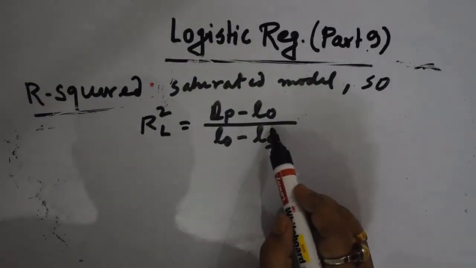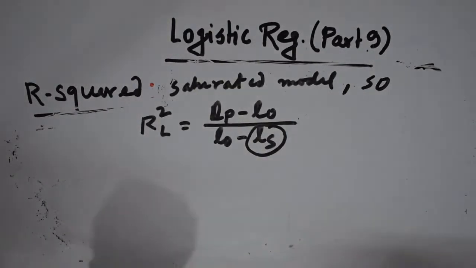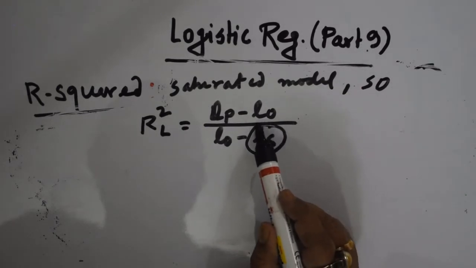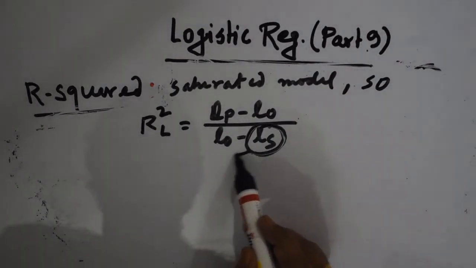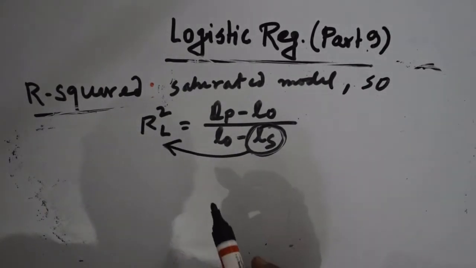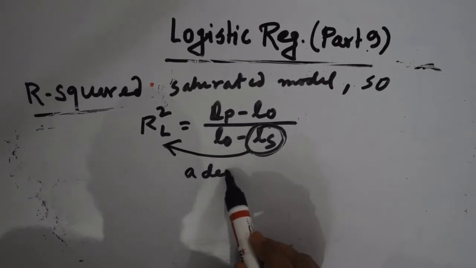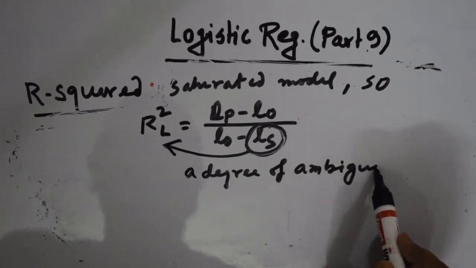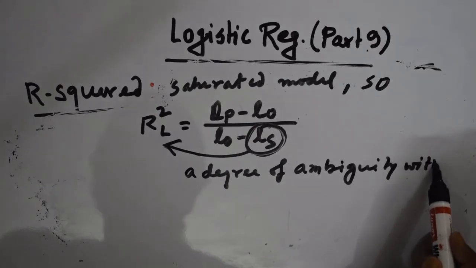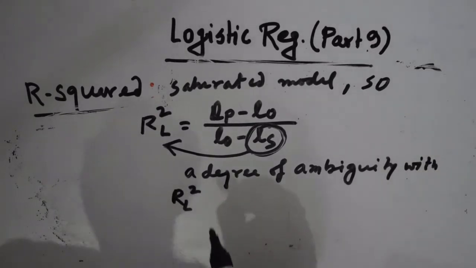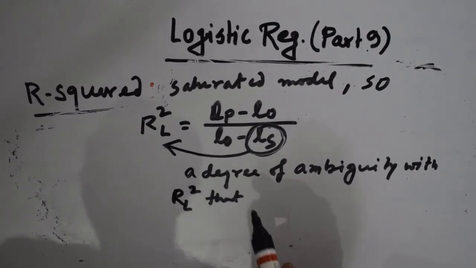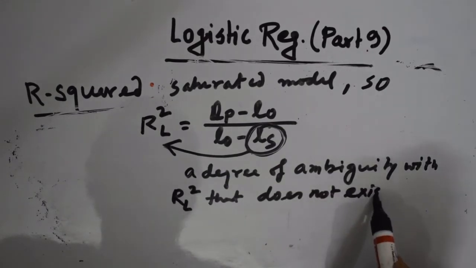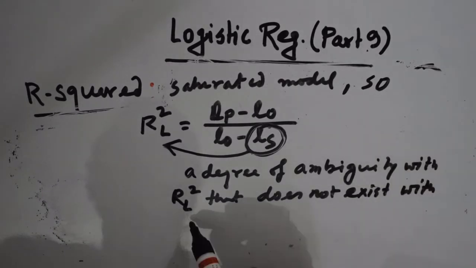This introduction of small ls into the model, or this small ls into this formula, causes a degree of ambiguity with R square that does not exist with Rm square.